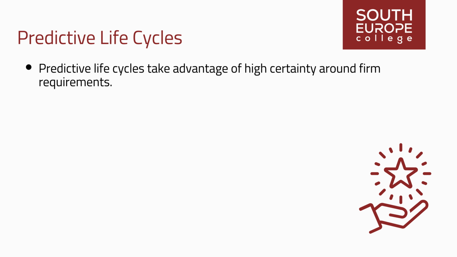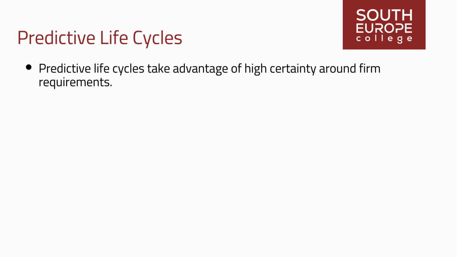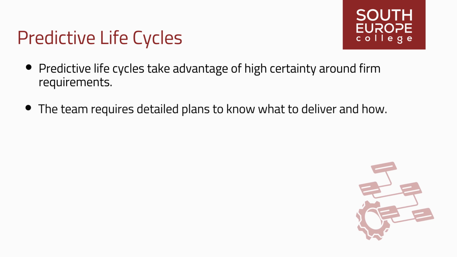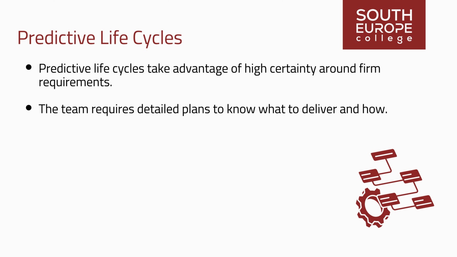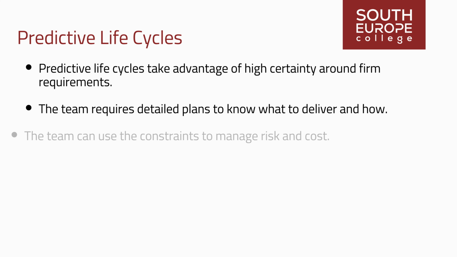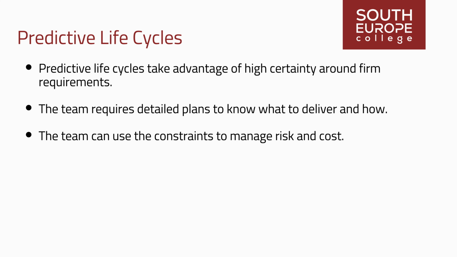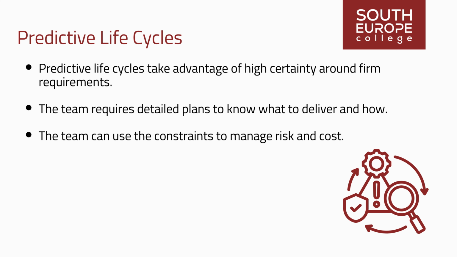Predictive life cycles take advantage of high certainty around firm requirements, a stable team, and low risk. As a result, project activities often execute in a serial manner. In order to achieve this approach, the team requires detailed plans to know what to deliver and how. When the team creates detailed requirements and plans at the beginning of the project, they can articulate the constraints. The team can then use those constraints to manage risk and cost.